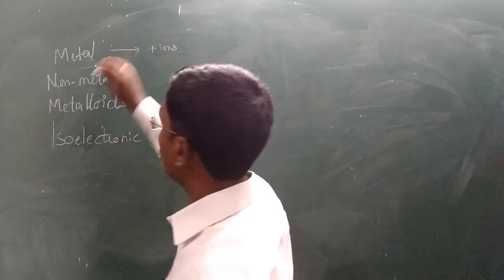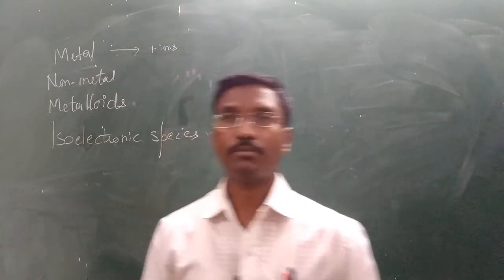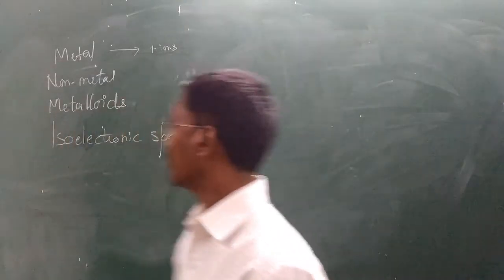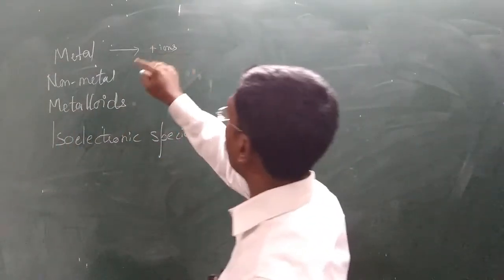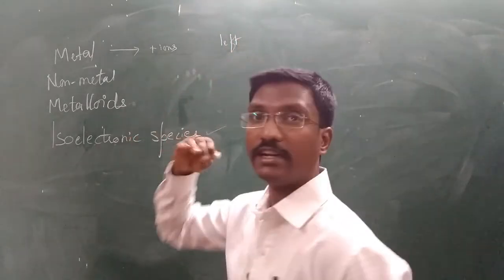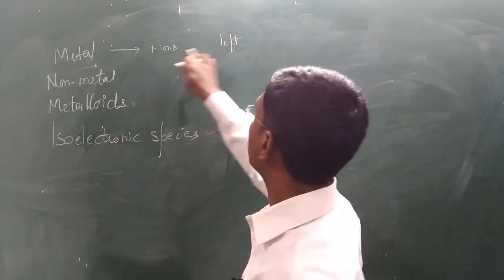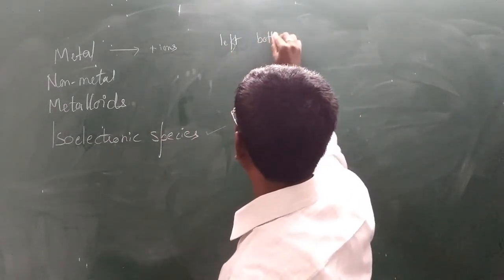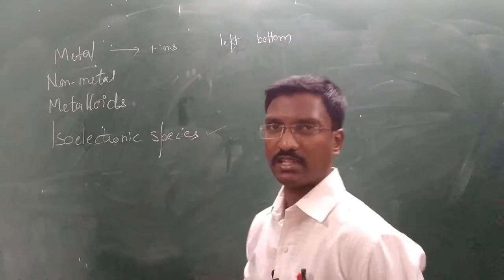Where can you observe the metals in the periodic table? You should remember, in the periodic table, the metallic character or metals are at the left side, and the greater metals are at the left side and at the bottom. You should remember this one; for 1 mark you may get such questions.